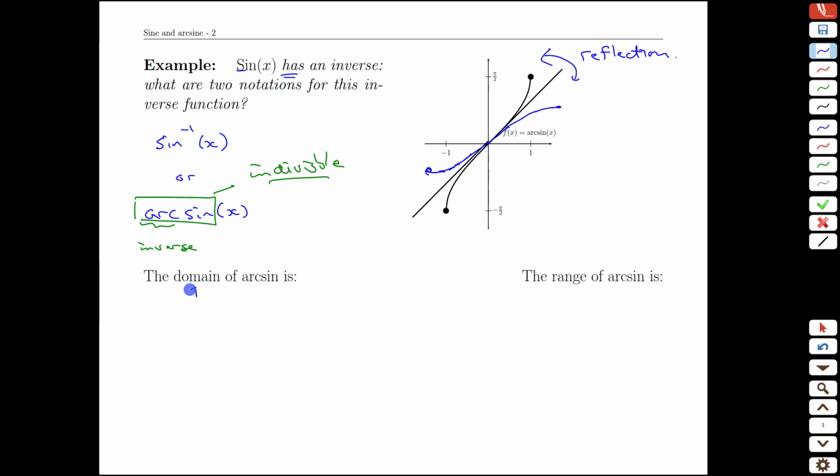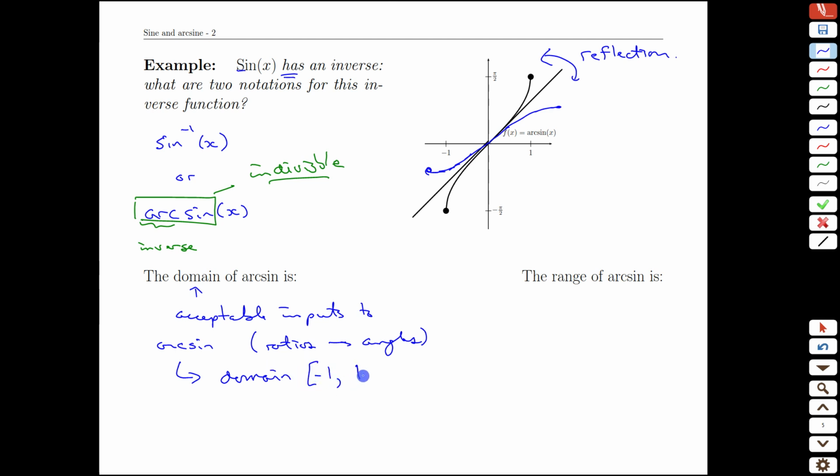What's the domain? Again, domain is the list of acceptable inputs to arcsine. And if we think about what arcsine does, it takes ratios and gives back angles. Just like the sine function takes angles and gives back ratios. So if we think about possible ratios, arcsine has a domain of possible ratios of opposite over hypotenuse, and that gives us a domain of negative 1 to 1. And you can see that in the graph.